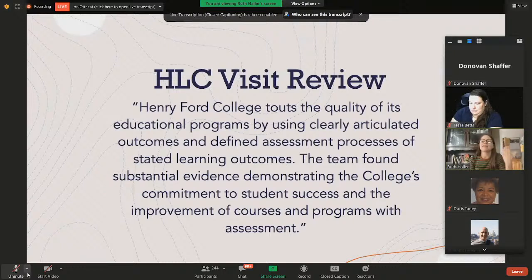So the co-chairs have been working all summer, and one thing we were preparing for with this particular presentation was looking at some of HLC's comments on assessment, just 3 of them, so nothing crazy, and just giving you an idea of what our reviewers said when they came to campus. And overall, they were really pleased. So this first one says, Henry Ford College touts the quality of its educational programs by using clearly articulated outcomes and defined assessment processes of stated learning outcomes. The team found substantial evidence demonstrating the college's commitment to student success and the improvement of courses and programs with assessment. Right, so they're happy.